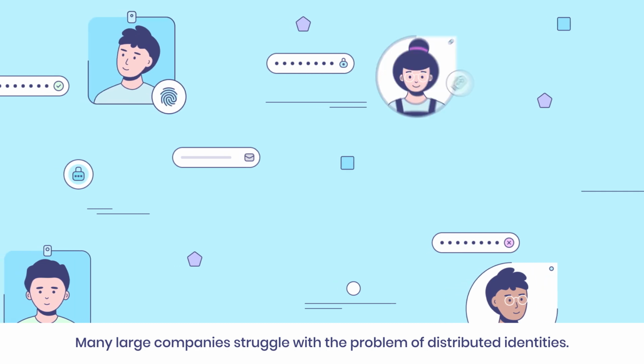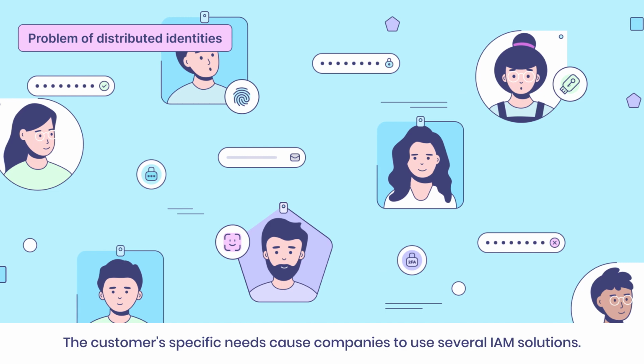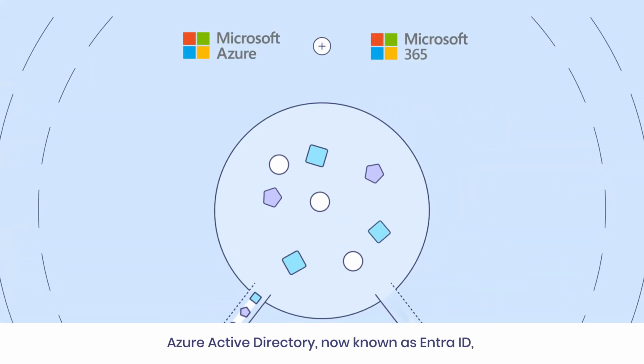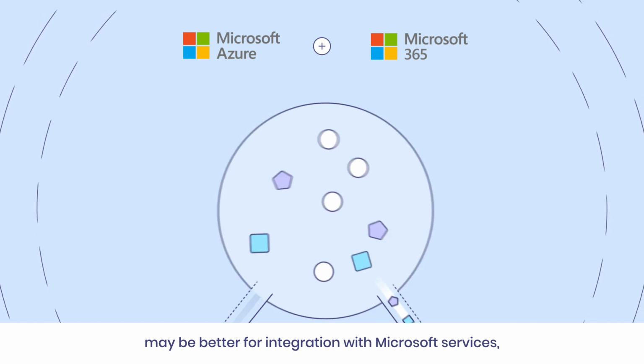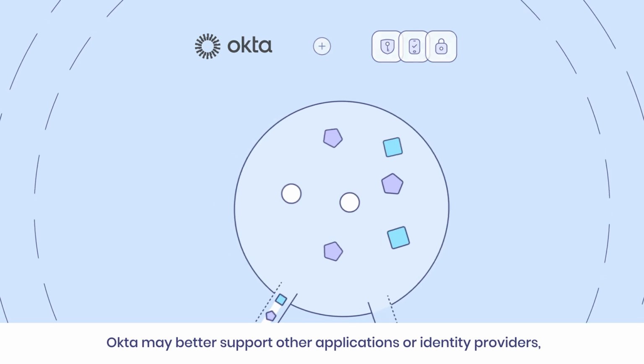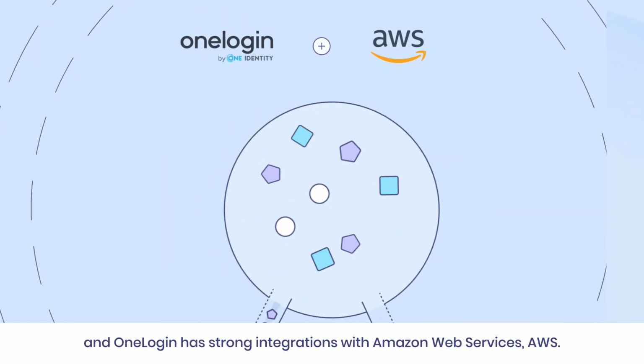Many large companies struggle with the problem of distributed identities. The customer-specific needs cause companies to use several IAM solutions. Azure Active Directory, now known as Entra ID, may be better for integration with Microsoft services. Okta may better support other applications or identity providers. And OneLogin has strong integrations with Amazon Web Services, AWS.